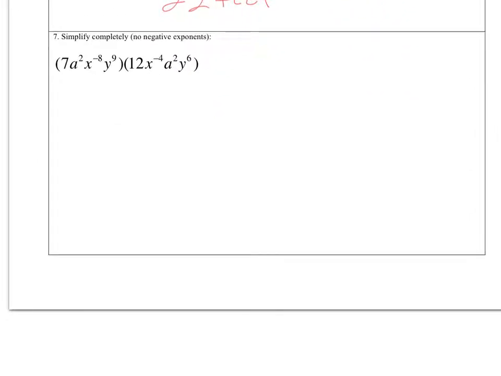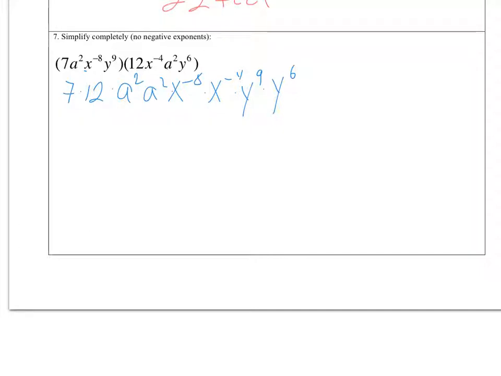Next up, we've got some exponent rules. I'm going to take care of my numbers first. I tend to always write this in terms of numbers first, and then whatever the first variable is. So a squared times a squared, and then my x to the negative 8 times x to the negative 4, and then my y to the 9 times y to the 6.